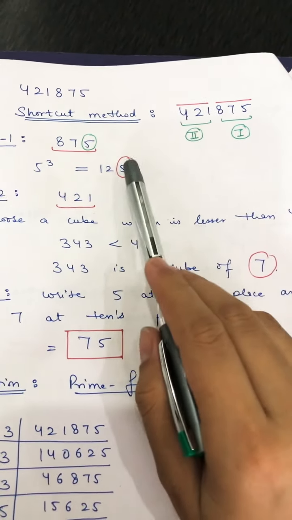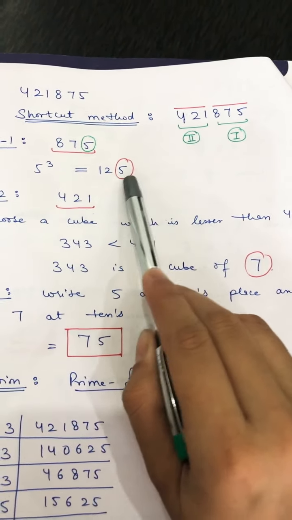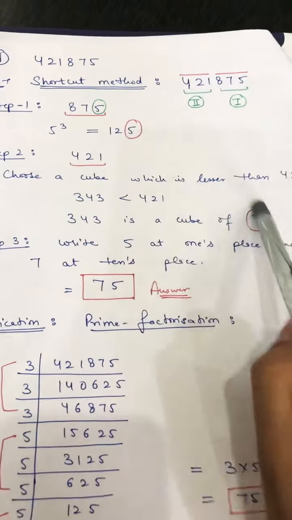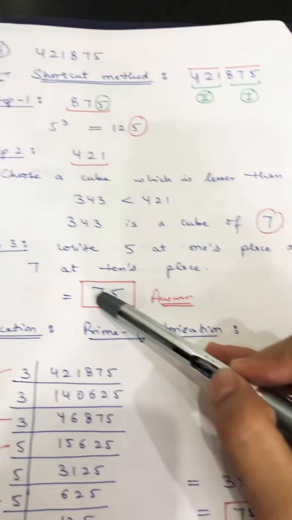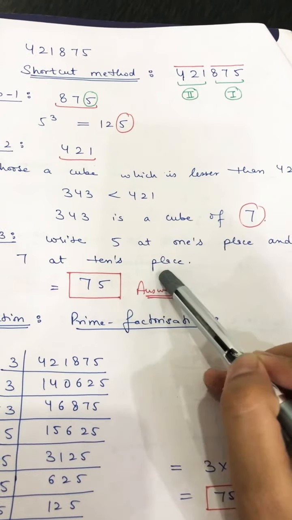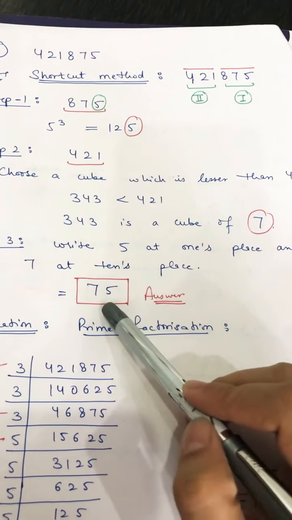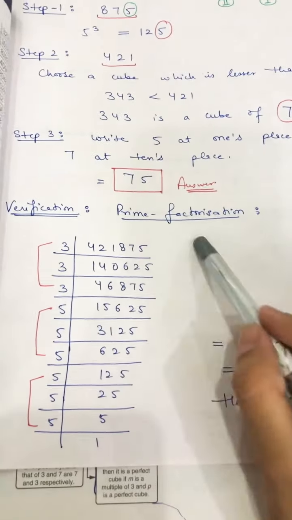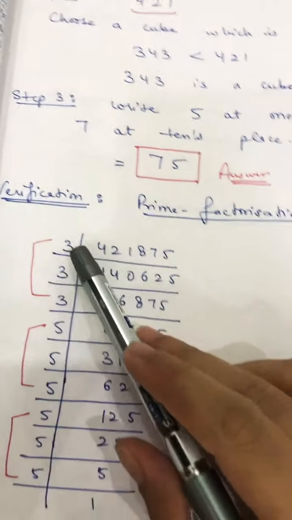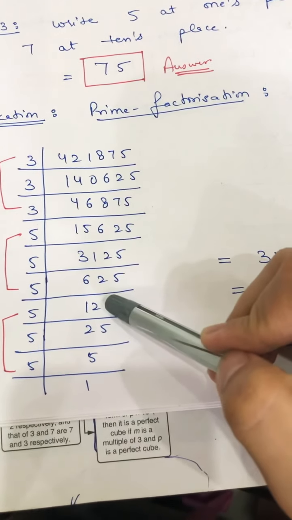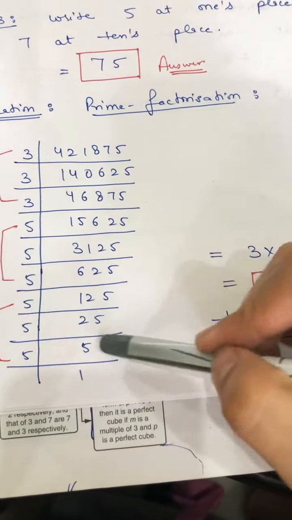So now we are having 2 digits. You have to take only the last digit from this 125 and this digit 7 from the second step. Now you have to place these 2 digits in step number 3. Place 5 at the 1's place and 7 at the 10's place. So the answer will be 75. Got it? Now check it with the prime factorization. It is going on 3, then 3, then 3, then on 5, 5, 5. Now it is going on again 5, 5, 5.